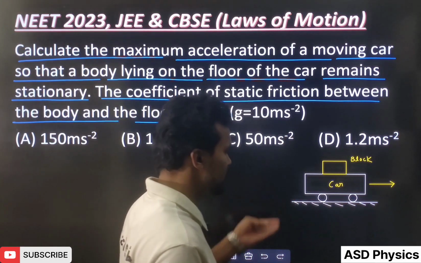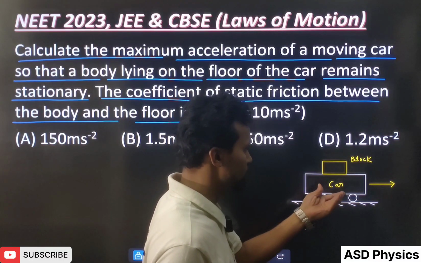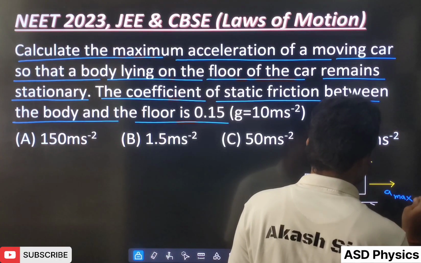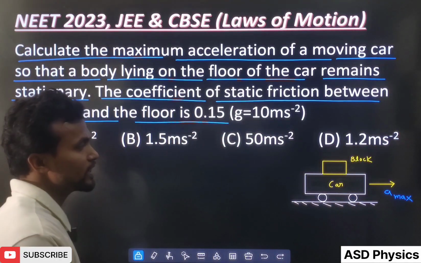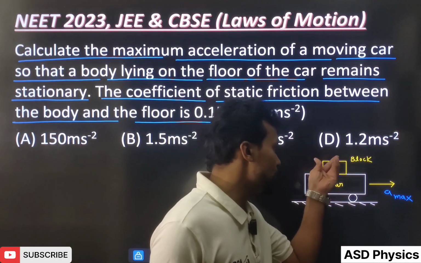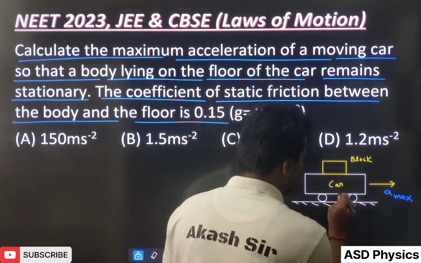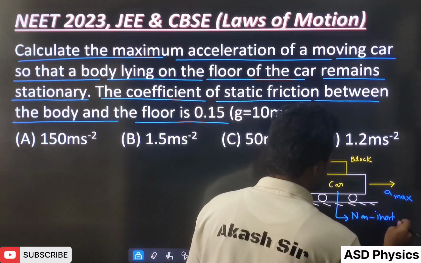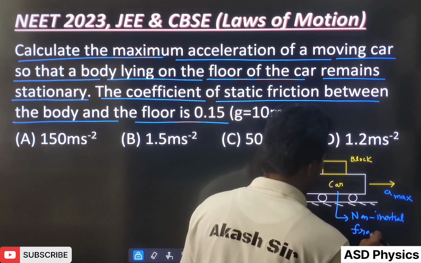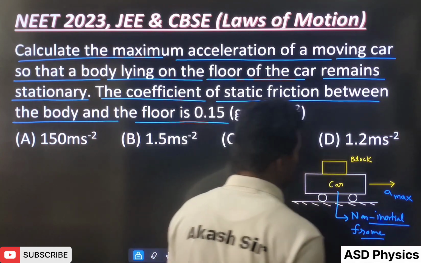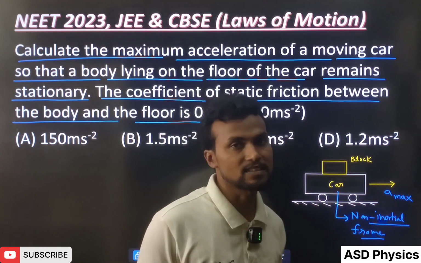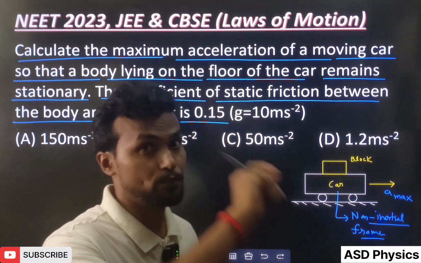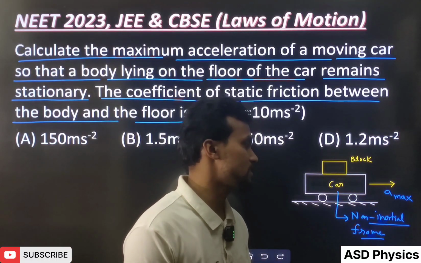Okay, so here you can see very well, this is the ground. On the ground there is one car and this car is accelerating in this direction, and let's take the maximum acceleration as A max. The block is placed on the car and this car is accelerating. That means this car is which frame? This car is a non-inertial frame. Non-inertial frame means the frame will have some acceleration. The acceleration of an inertial frame will always be 0. But here some acceleration is there, so it is a non-inertial frame.